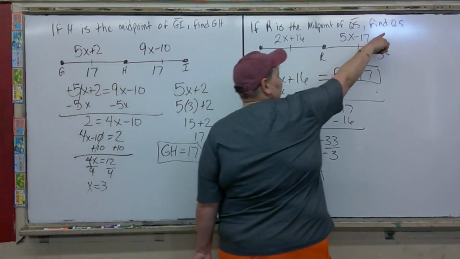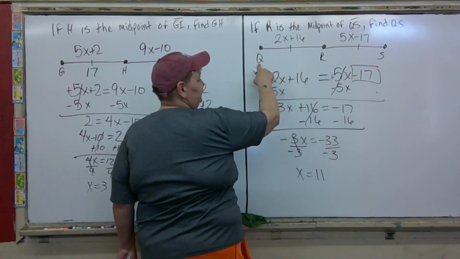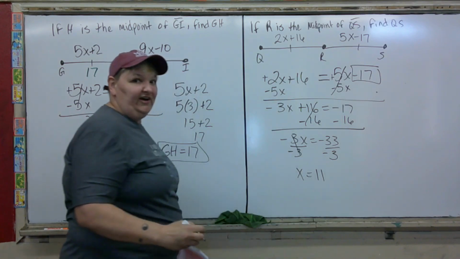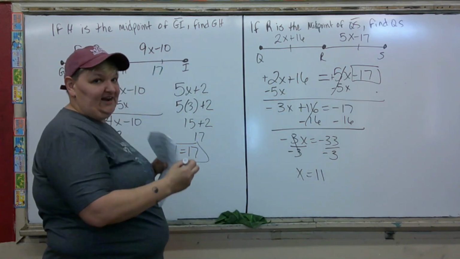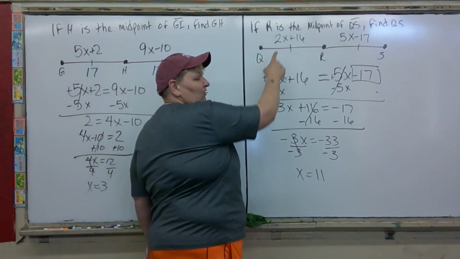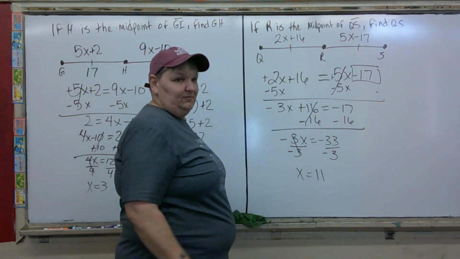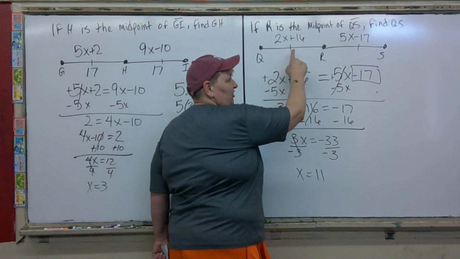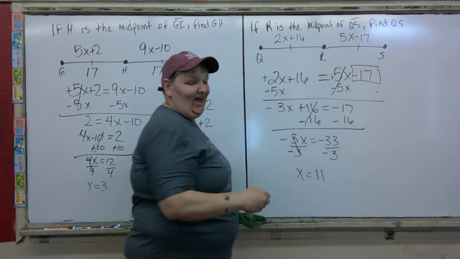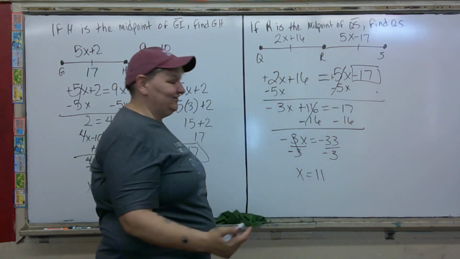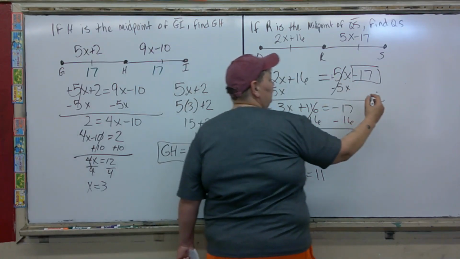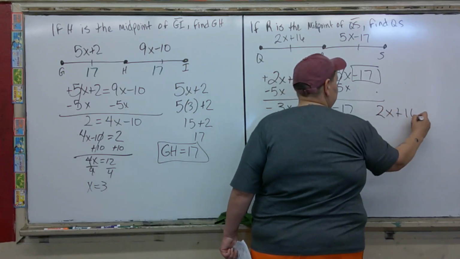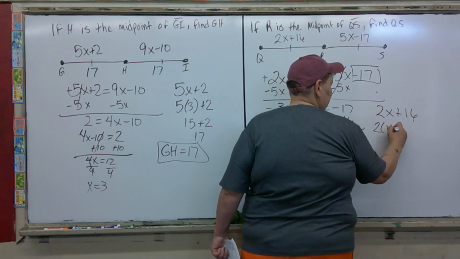But it wants you to find QS, which means it wants you to find the distance from here to here. Right? The shortest path to that answer is figuring out one of these. Because if you can figure out the distance on one side, then you know the distance on both sides, and you just add them together. Right? So, let's do it. Whichever one looks easiest for you. Let's do 2x plus 16. We're going to replace the x with 11.